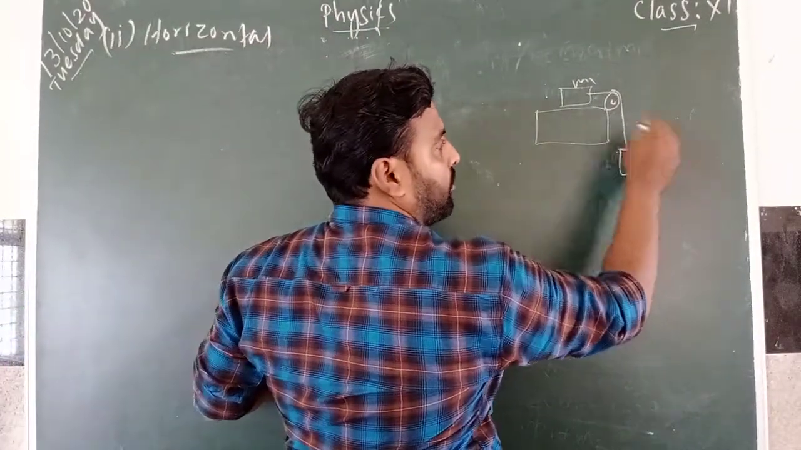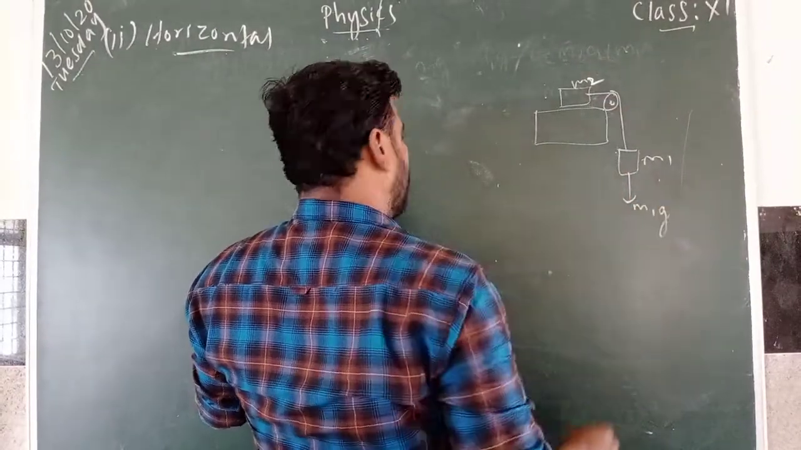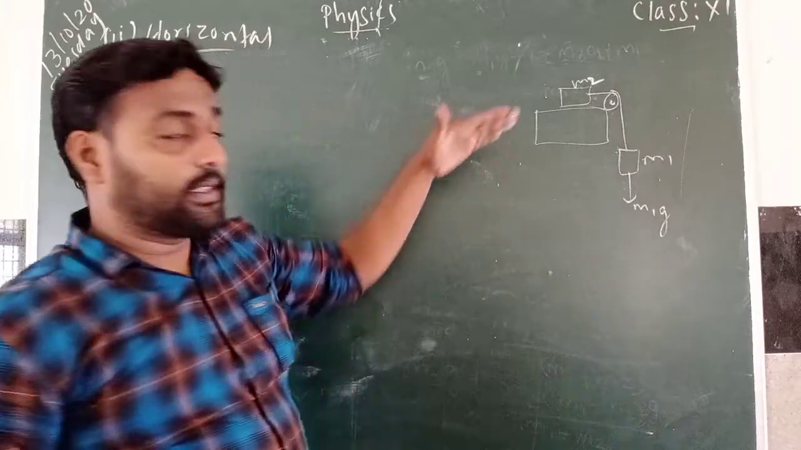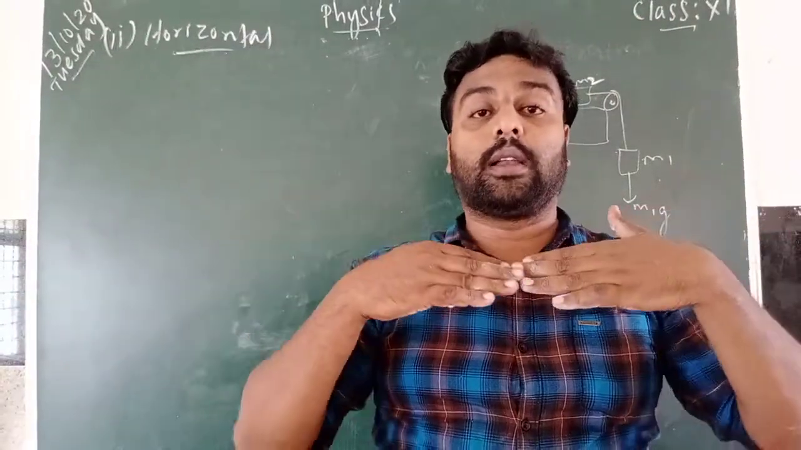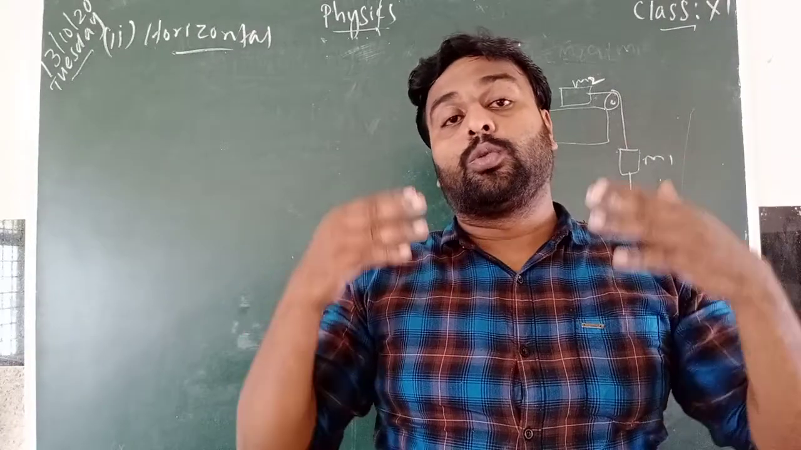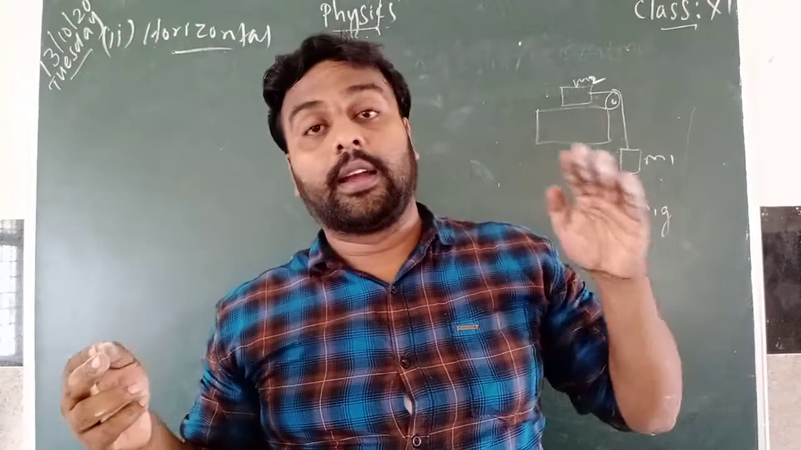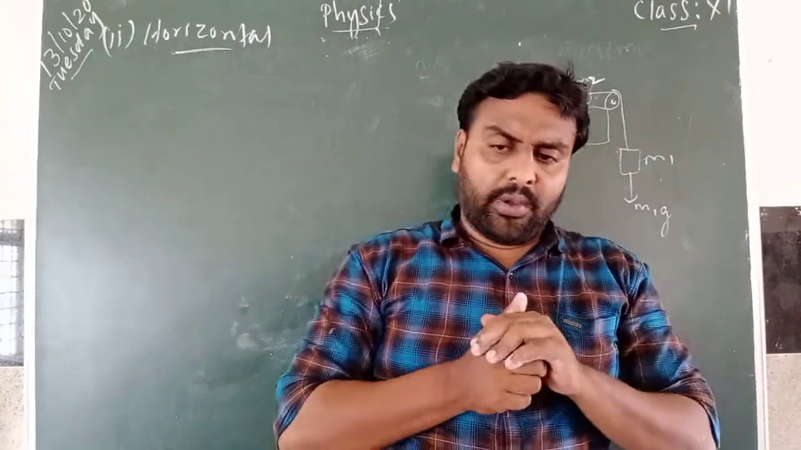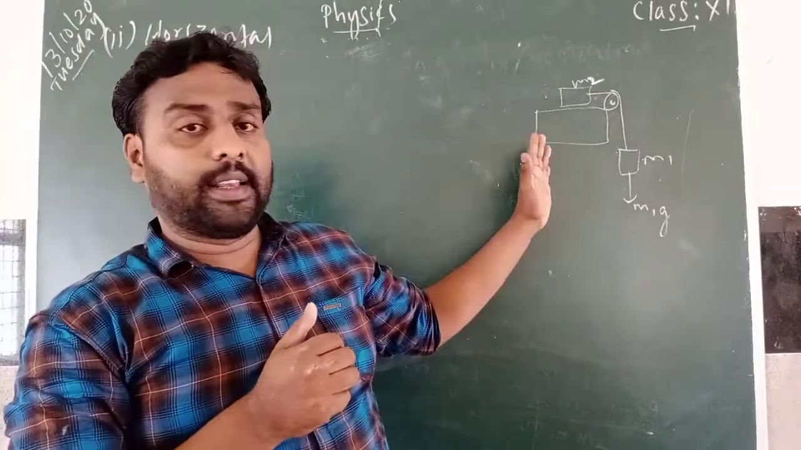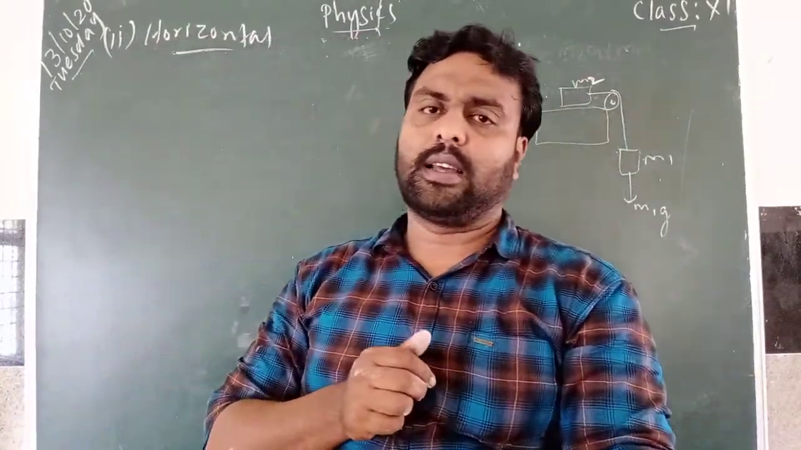Here mass M1, mass M2, here M1G. This is two bodies connected in a horizontal plane, two bodies connected by an inextensible string and one kept on a table. That is what you can see now. It is a very simple derivation, like the last one.